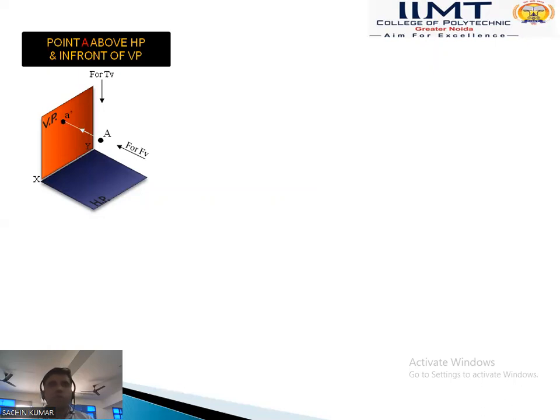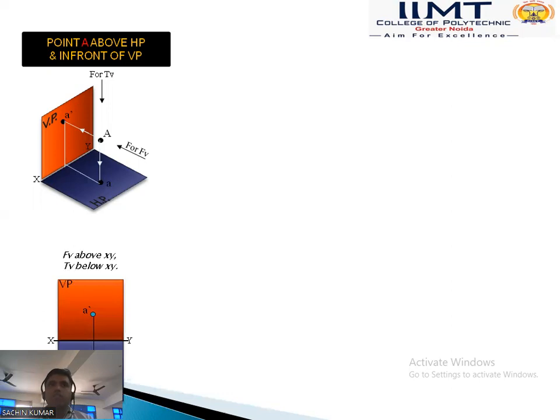So for the front view, the point is above the HP and in front of the VP. That is point A, and the top view goes to the horizontal plane. That is the orthographic view. How do we convert these 3D dimensions into 2 dimensions? The rotational method is used for the projection of a point. The horizontal plane is rotated 90 degrees in the clockwise direction. Then A dash A is a vertical line. So how do we draw these lines?